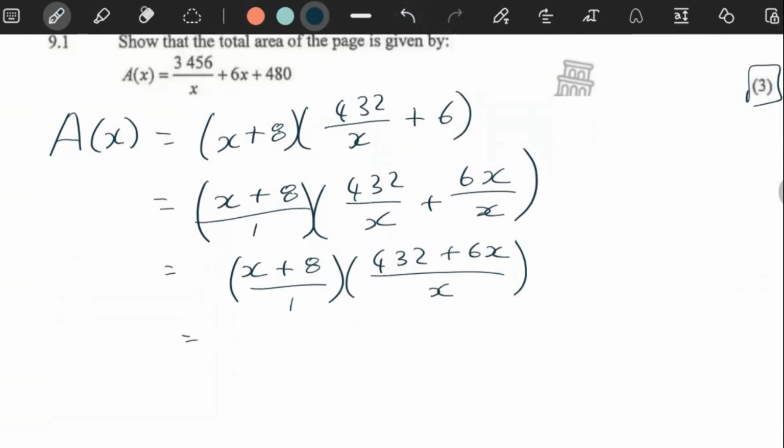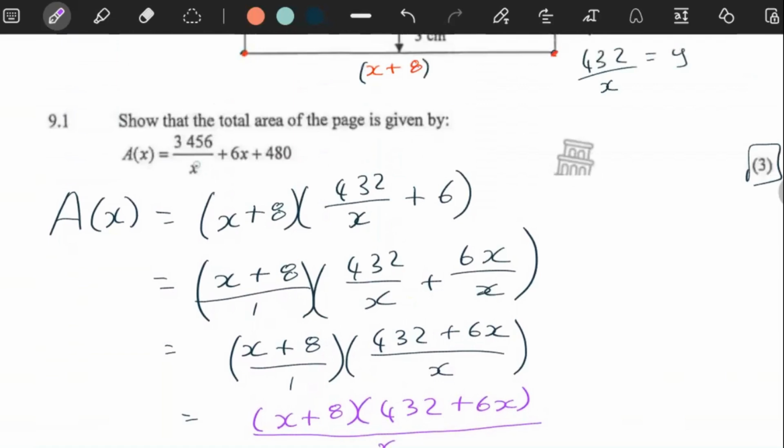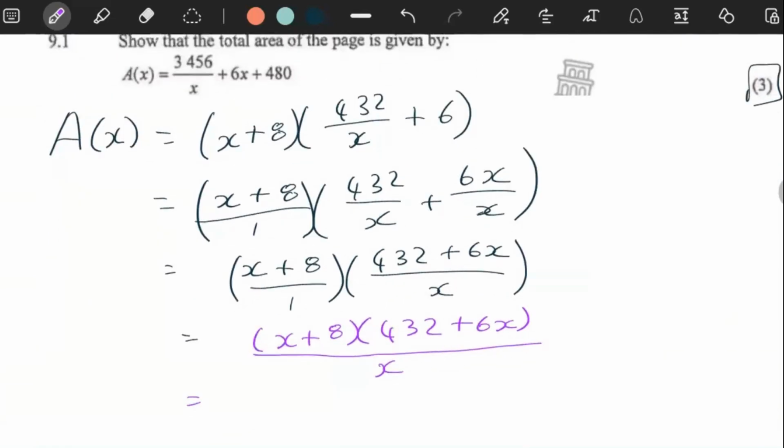So the top part here, you have to multiply carefully, because remember, if you're going to multiply the top part, you have to look at it like this: x plus 8, times 432 plus 6x. Remember, this whole top times this whole top is what it's going to look like. And then at the bottom, you're just going to have x. However, since we want to make it look like this, what can we do? Let's get on and see where we end up.